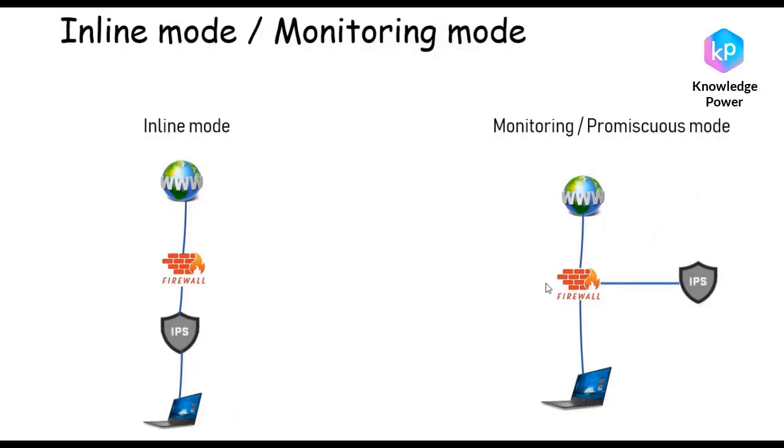And network-based IPS has two modes in which it works. The first mode is called inline mode, and this is where you put your IPS so the traffic actually goes through your IPS. If the traffic is being blocked or it's a false positive, there you go, the traffic will be stuck in your IPS. It's basically between your host and your firewall. And the second mode is called monitoring mode or promiscuous mode, and it's placed somewhere close to your firewall, but not between your host and your firewall.